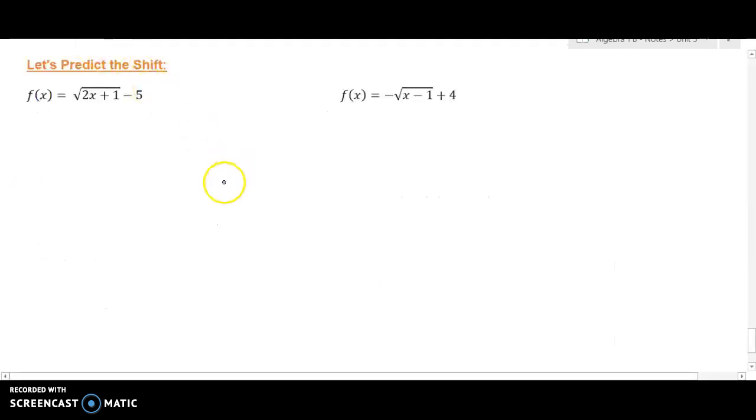Okay, so now we look at these two graphs and we try to remember our shifts. We have to look at all of our parts. So the first thing is this is going to be a stretch because there's a 2 attached to the x. This number tells us our horizontal shift, so we're going to move left. And this here tells us our vertical shift, so we're going to move up.